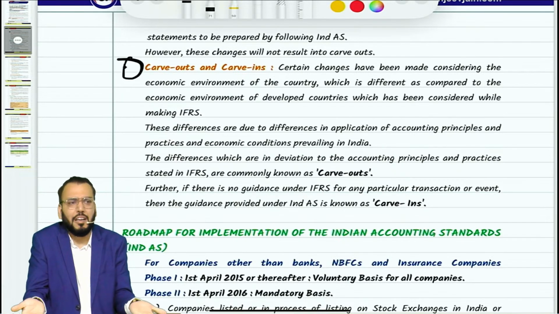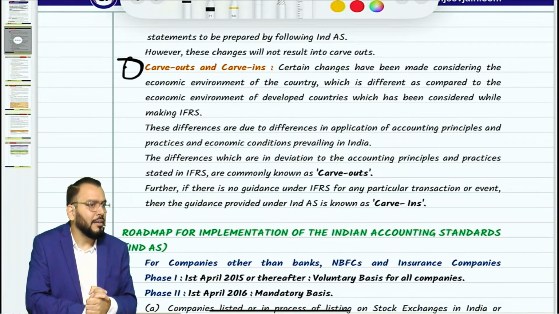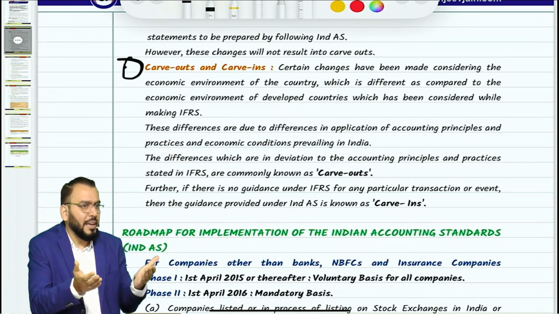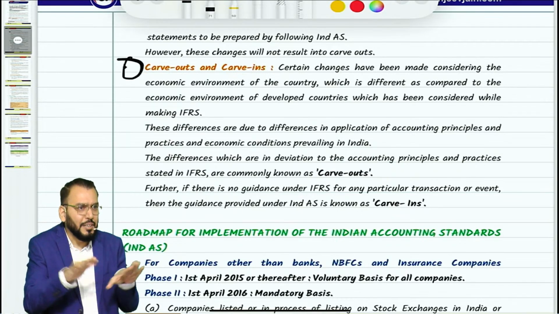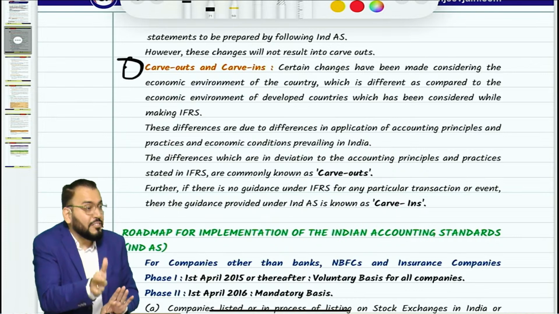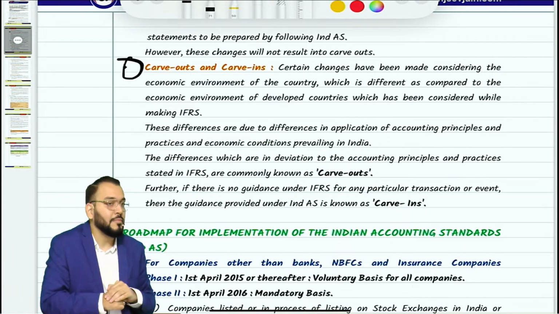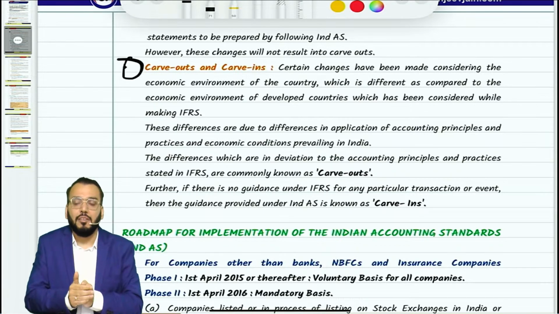Of course, can I say the economic condition of London will be different from India? UK and India, the economic conditions are different. So whatever they are using, we might not use. So that difference in accounting treatment is known as what? Carve out. Carve in means what?